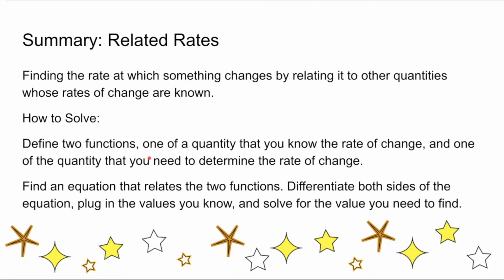Related rates, what they are is finding the rate at which something changes by relating it to other quantities whose rates of change are known. So how you solve it, define two functions, and then find an equation that relates the two functions, differentiate both sides of the equation. So then you would have, instead of having the function, you'll have the rate at which the function changes, and then plug in the values you know and solve for the value you need to find.